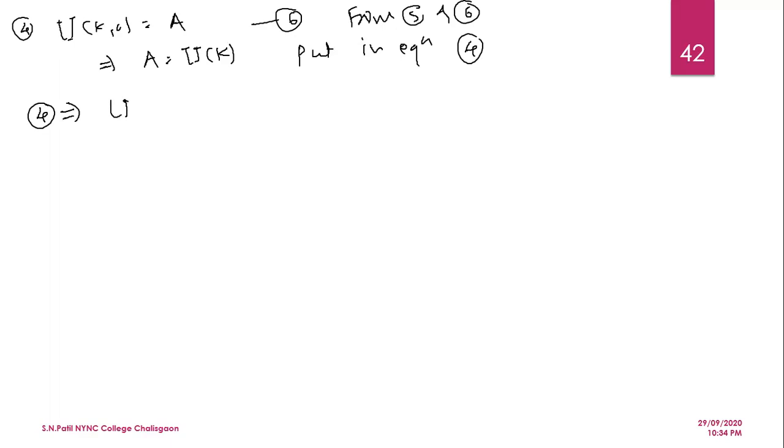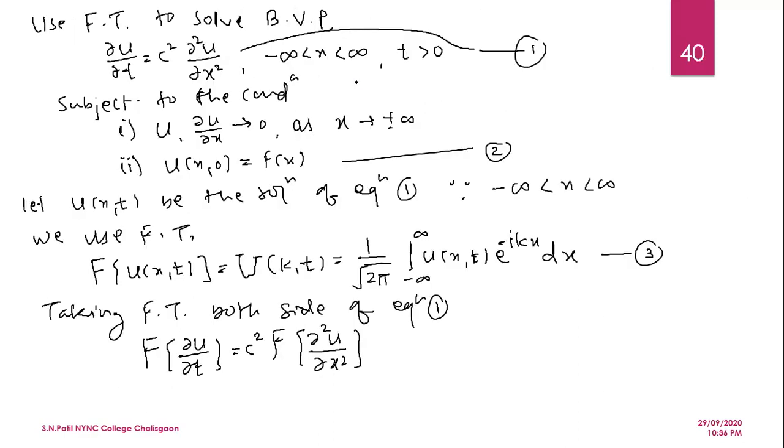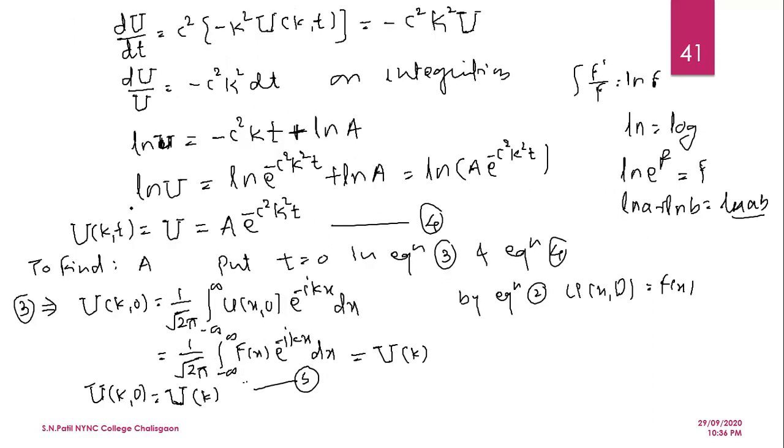capital U(k, t) = U(k) e to the power minus c square k square t. Okay, so this is the Fourier transform. Now we want the value of u. See, we mentioned in the problem that u(x, t) is the solution. And by applying the transform, we got the capital U.